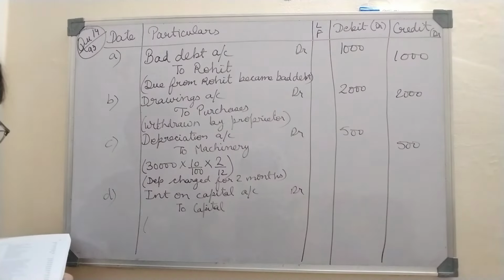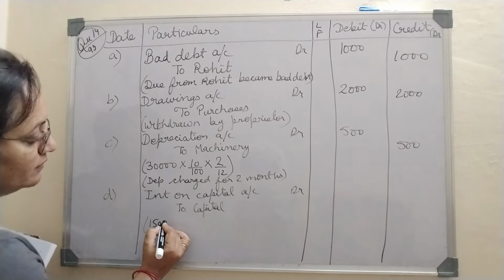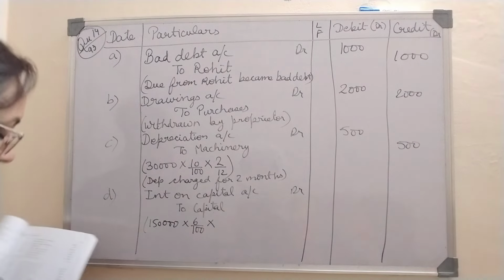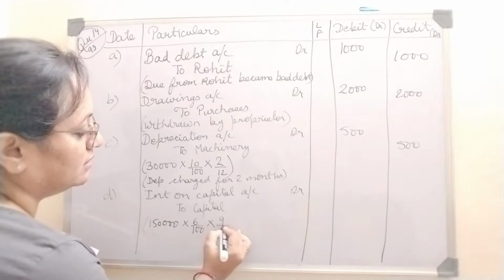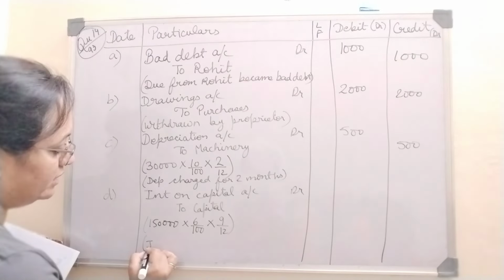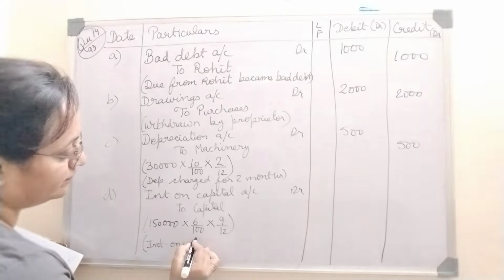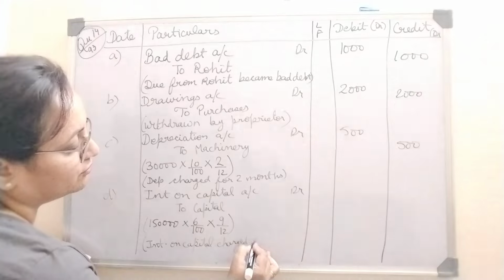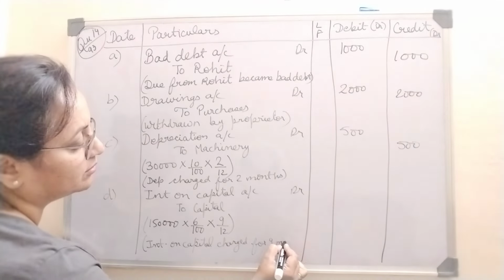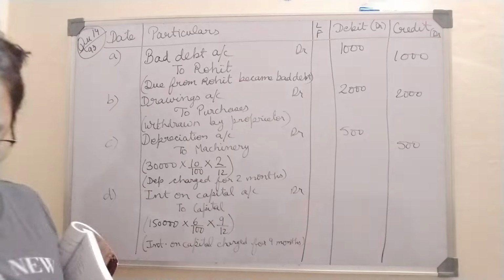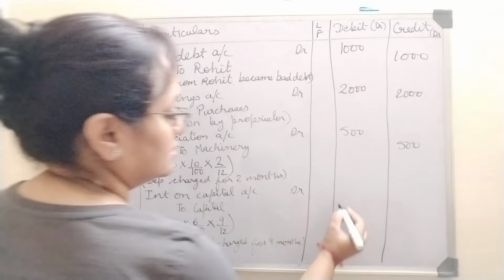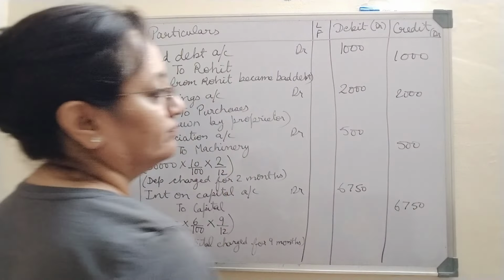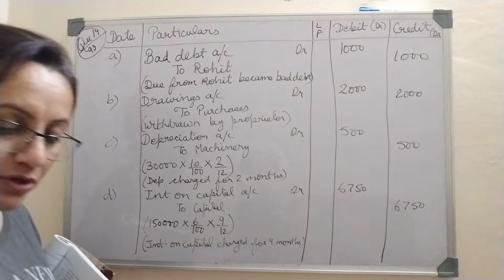Capital account, right? How do we have to calculate it? I will tell you the amount. 1,50,000 into 6 upon 100, and we are charging for 9 months, so again 9 upon 12. Now you will write interest on capital charged for 9 months, right? When you are charging it for 9 months, it will come to 6,750. I hope this is clear to you.